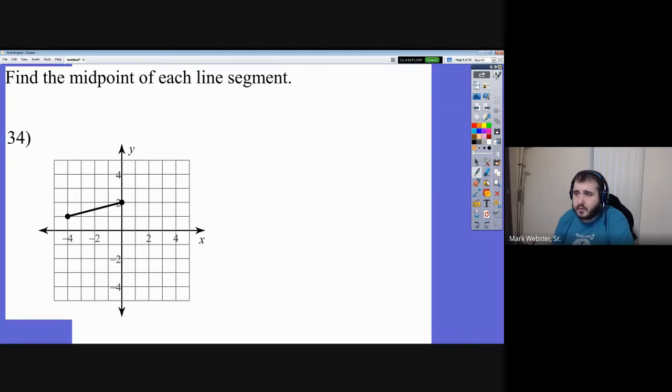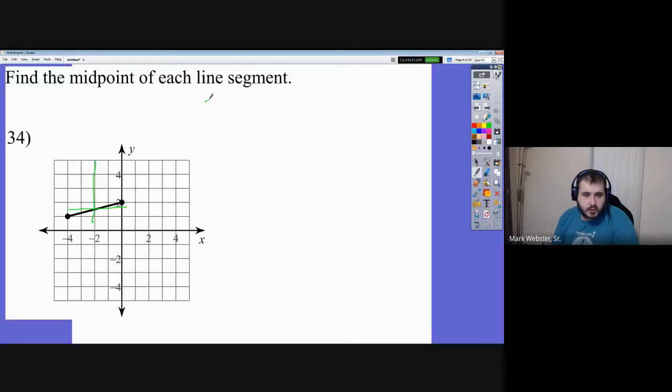Same thing. All right. Again, same thing as before. You're doing this visually. The y value might be a little bit tricky, but the x value should be pretty easy. Between 0 and -4, what's halfway in between? That's -2, right? Between the y values, here's 2, here's 1. This would be about halfway in between there, 1.5.